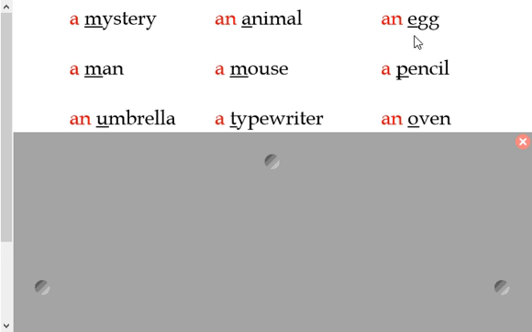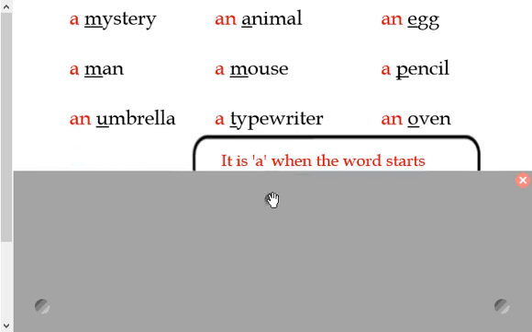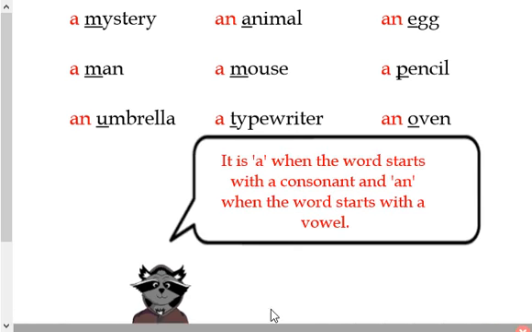The same could be said for egg. It has an E sound at the front, a vowel sound, so it's an. So if I was to pull this down here, Reuben's going to tell us that we have a in front of a word when the word starts with a consonant, and an when the word starts with a vowel.